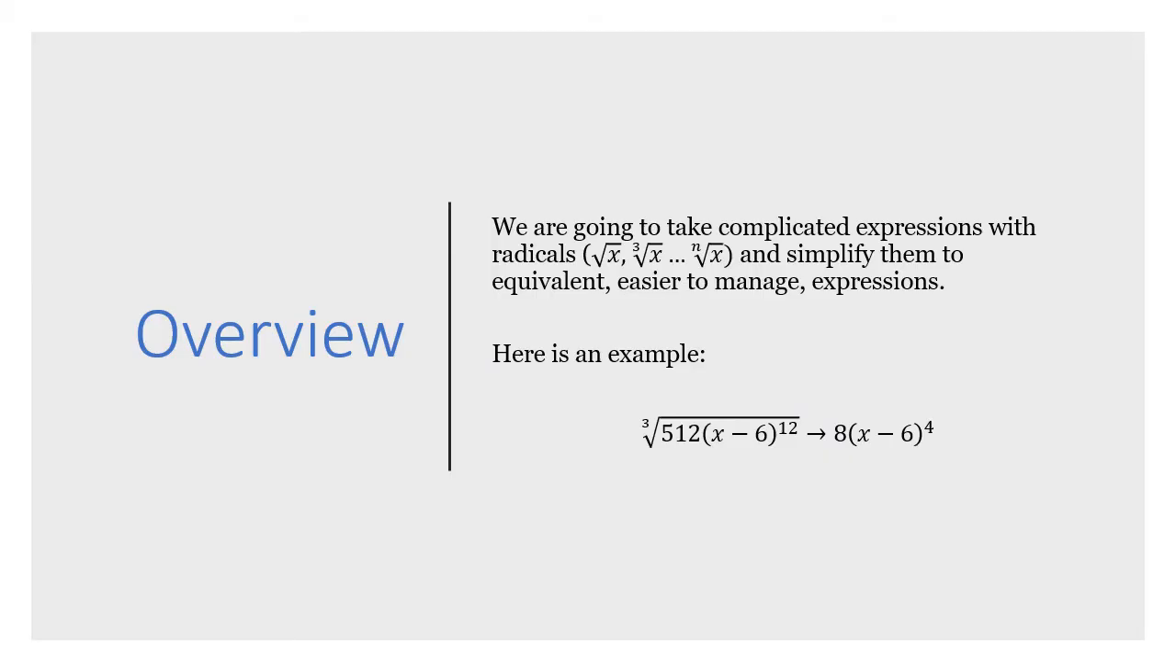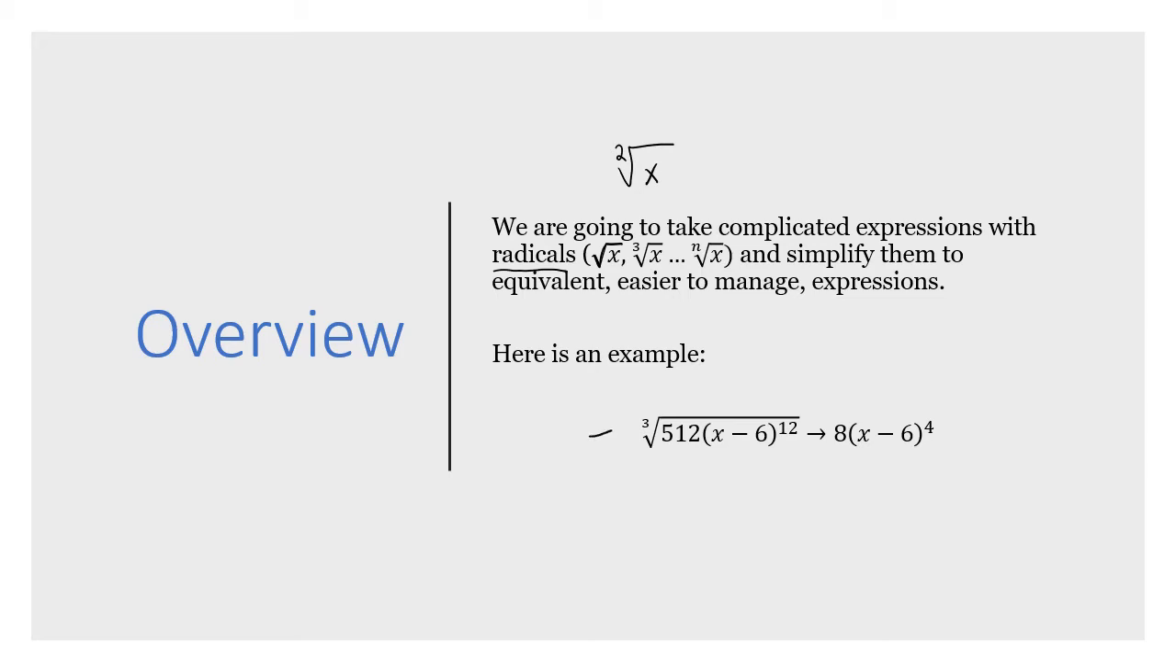Okay, so here's our overview. We're going to take complicated expressions with radicals. Here's what a radical is. This kind of check mark looking thing. You would call this a square root, a cube root, and so on, but we can write any number there. And just keep in mind, square root actually has a 2 there. These are called radicals, and technically they are polynomials. So we're going to learn how to simplify them.